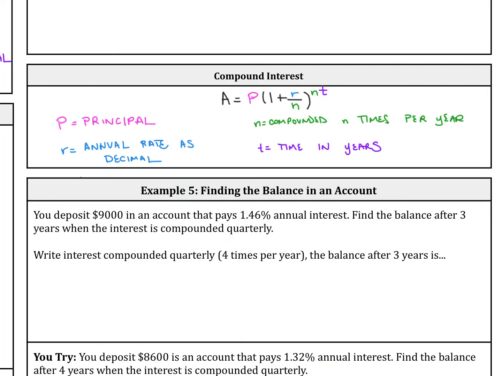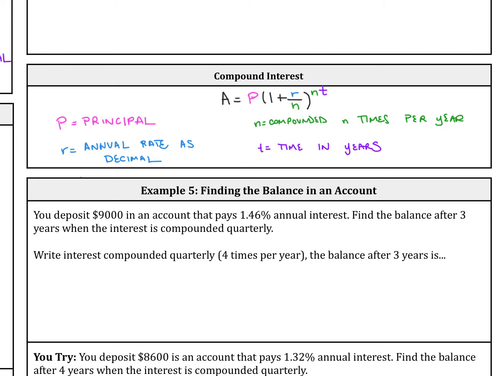Now let's take a look at compound interest. So we have the formula A equals P times (1 plus r over n), all raised to the n times t. P is our principal, or our initial amount. R is the annual rate as a decimal. N is the number of times compounded per year.